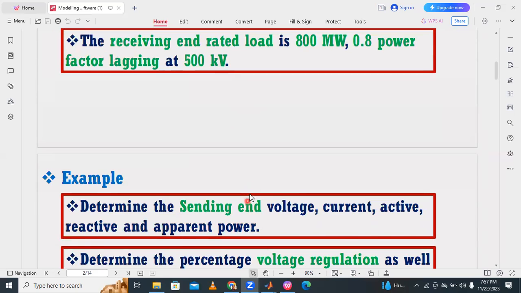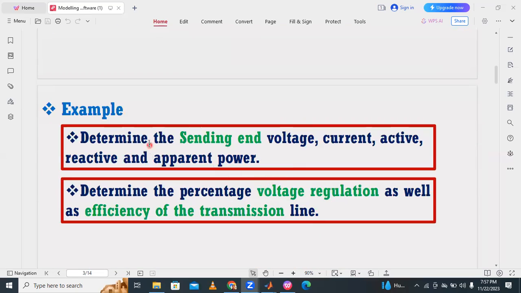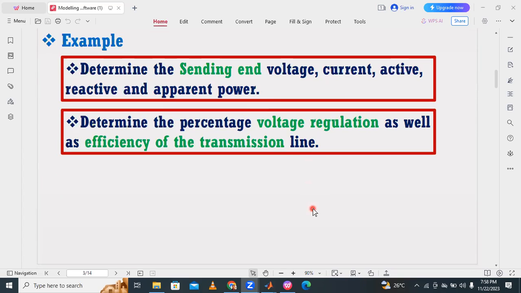And next, these are the questions. First, determine the sending end voltage Vs, sending end current Is, active power Ps, and apparent power S. This is called the sending end side. And next, determine the percentage voltage regulation as well as the efficiency of the transmission line. These are the questions regarding this problem.